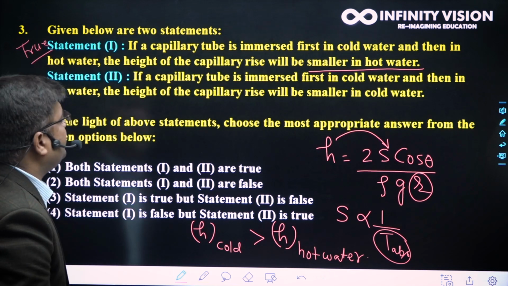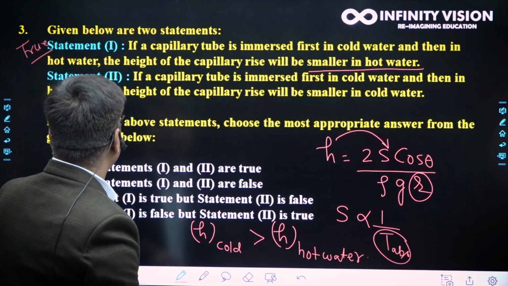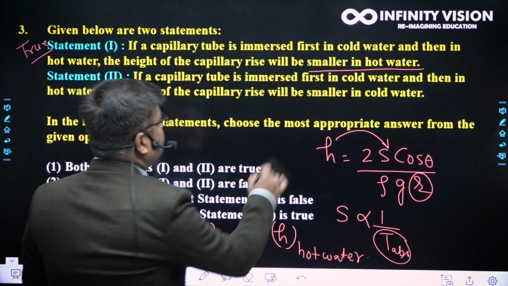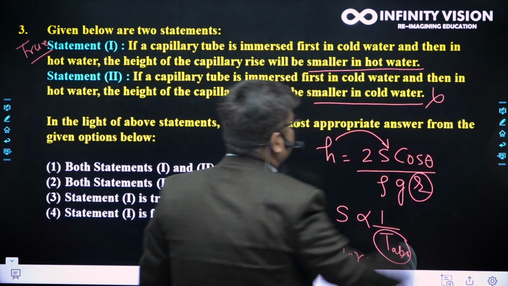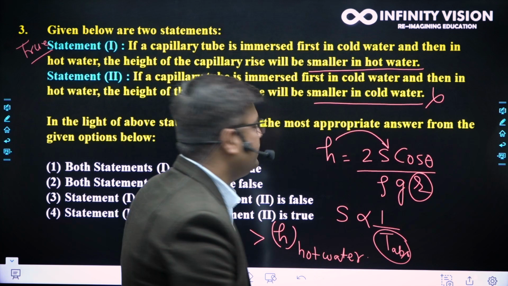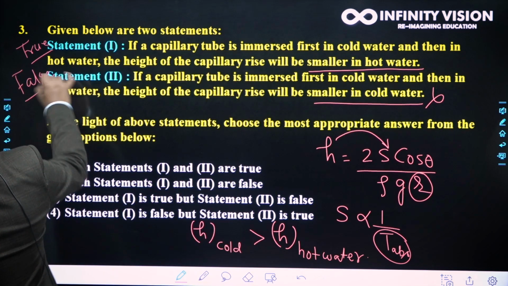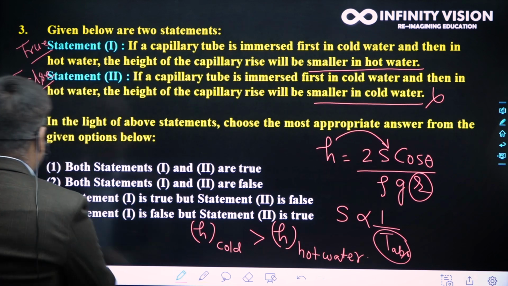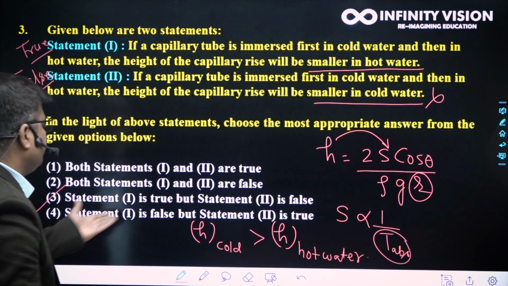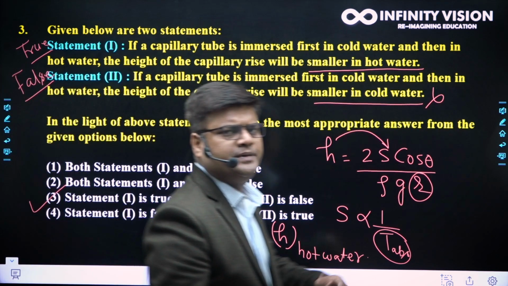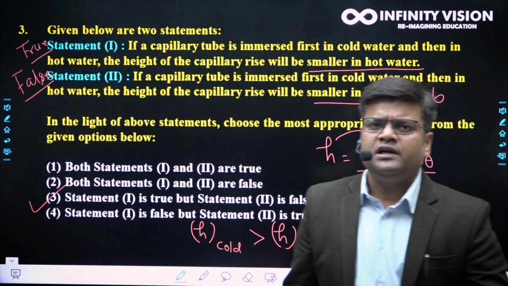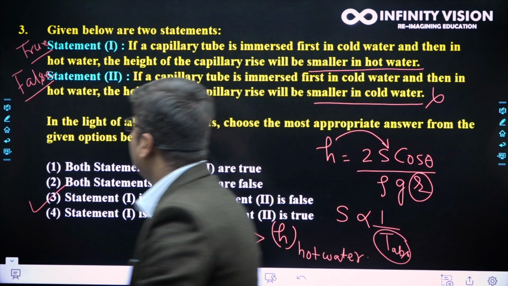Statement 2, if a capillary tube is immersed first in cold water and then in hot water, the height of capillary rise will be smaller in cold water. This is absolutely false because it is contradicting the first statement. So statement 1 is true, but statement 2 is false. So the correct option will be option number 3. This is based on the simple property of surface tension, which is inversely proportional to the temperature of the liquid.